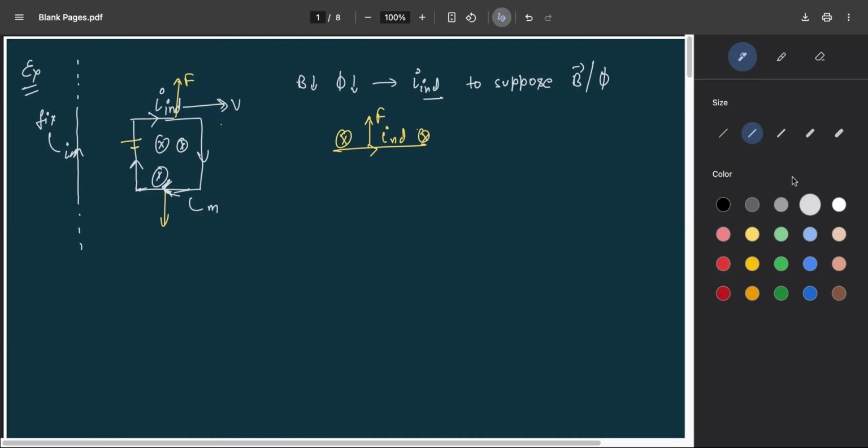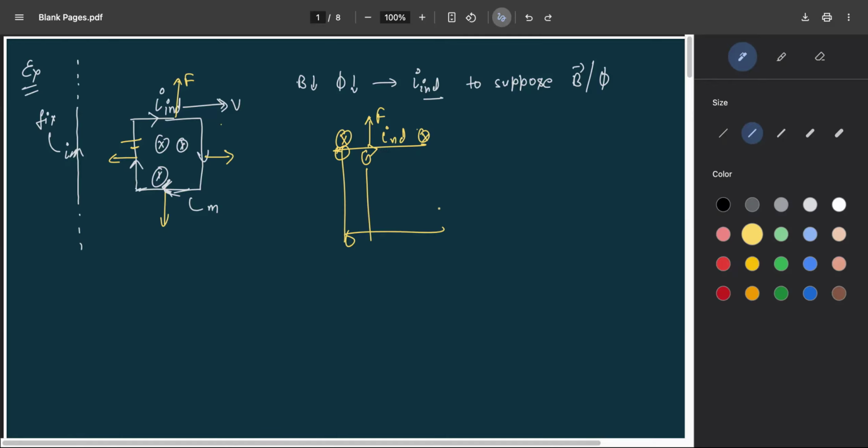What about this one? Here it is like this, here it is like this. Makes sense. Now you will say, sir, all of them are getting cancelled. No, it's not getting cancelled, because on this frame at any instant the magnetic field is the same. So the force at this point gets cancelled, force here and here cancel, here and here cancel.